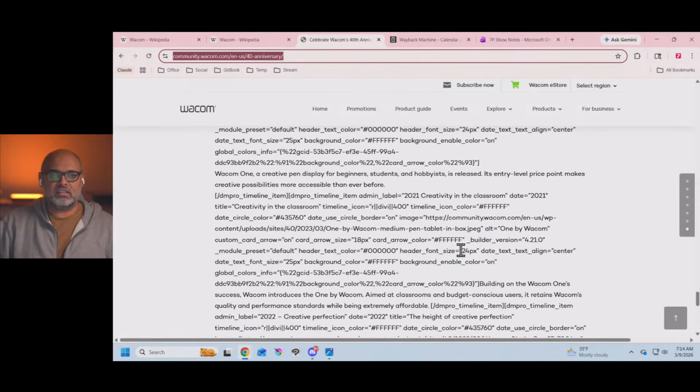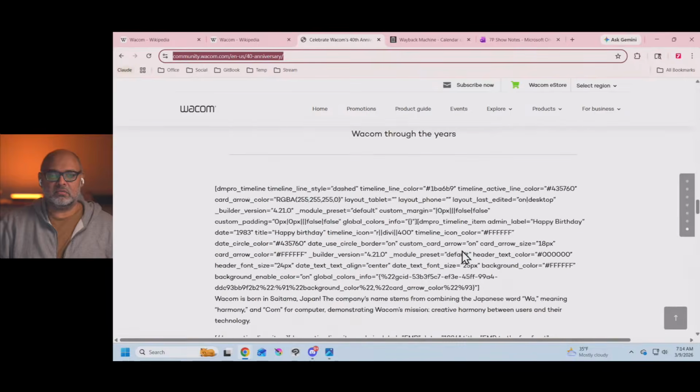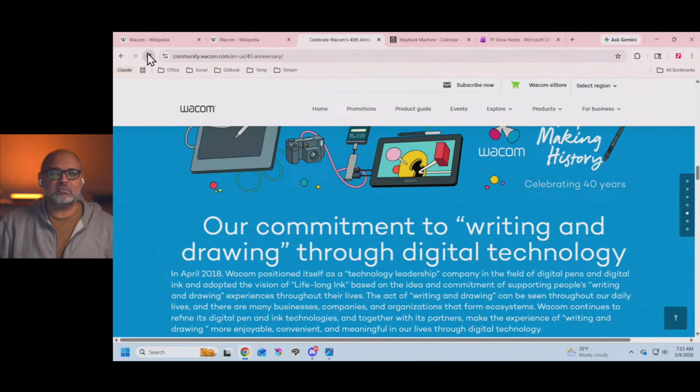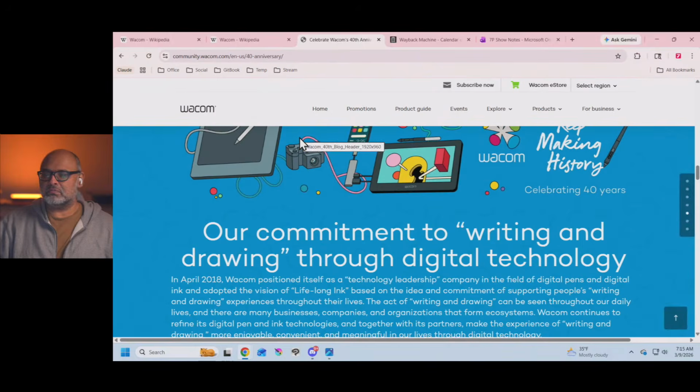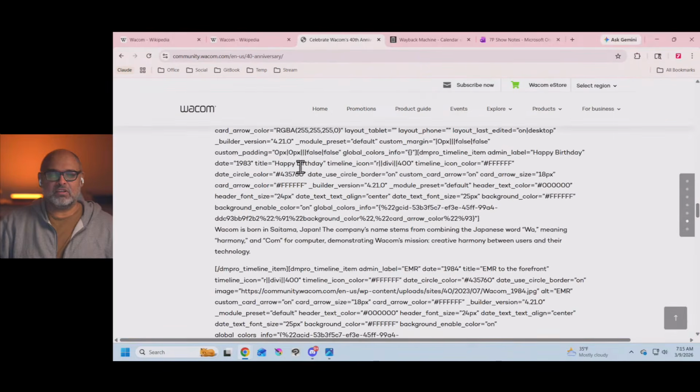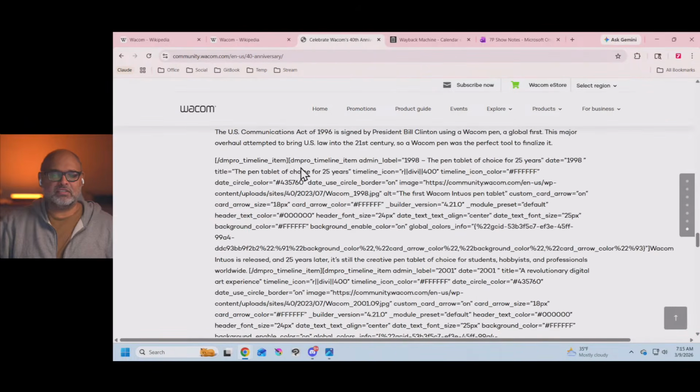And what the heck? What is wrong with this thing? The blog post is completely messed up. Tablet archaeology. Oh my gosh, you know what? I just realized.